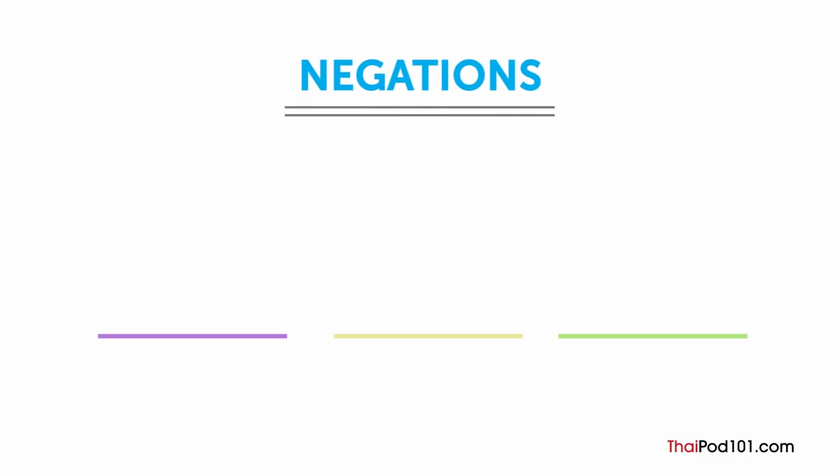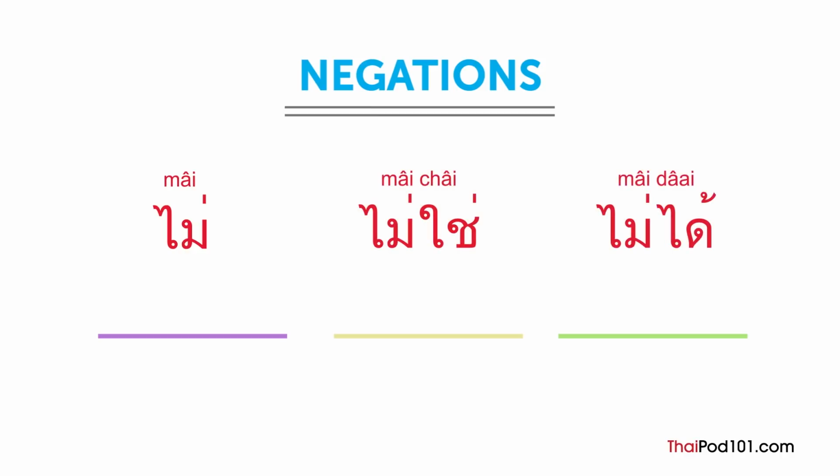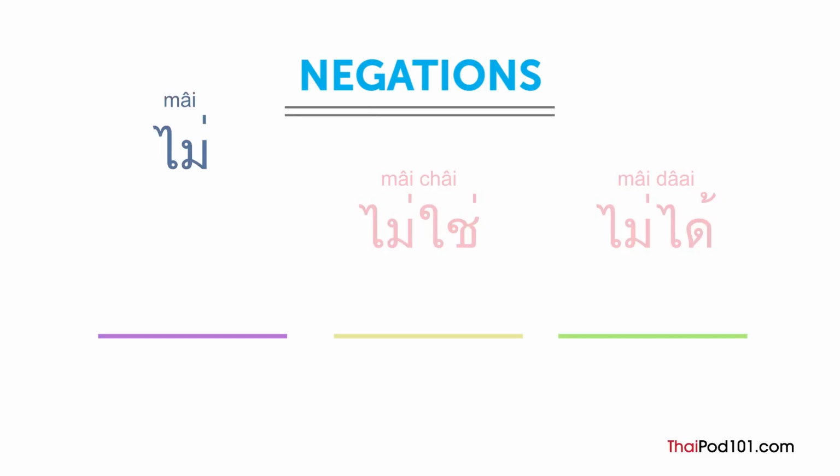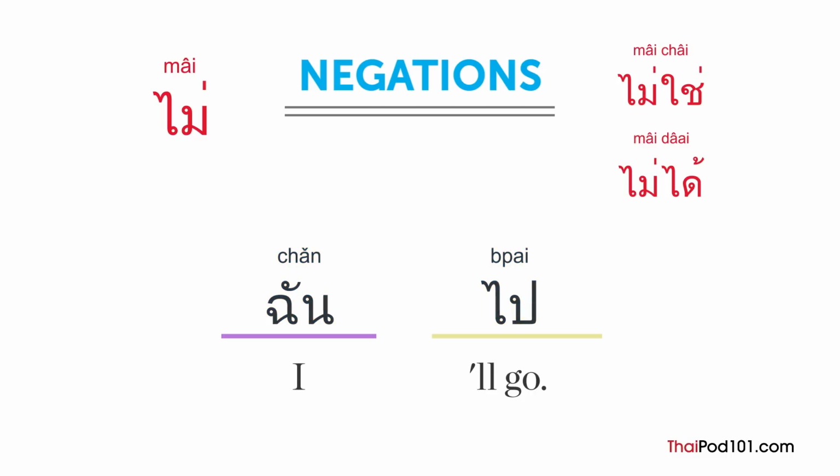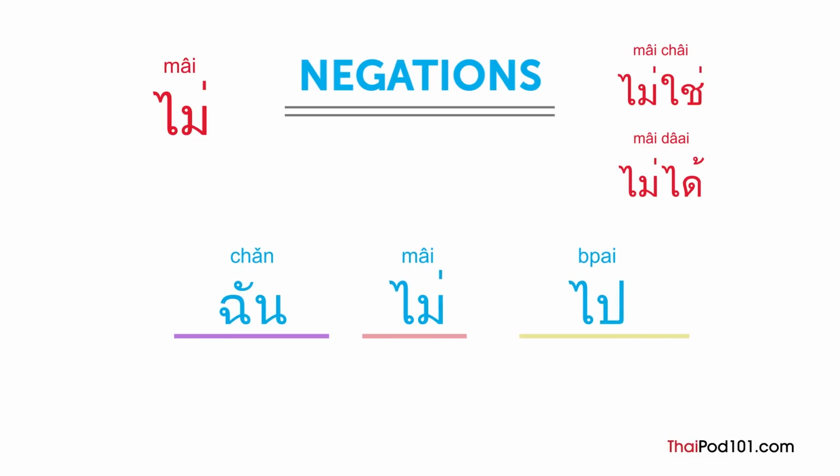Questions and negations are represented by adding meaningful particles to a sentence without destroying its basic structure. In Thai, a negative sentence is made by using negative words, such as ไม่, ไม่ใช่, ไม่ได้. The most common negative word is ไม่, and it's used by simply placing the word ไม่ in front of the verb. For example, I'll go in Thai is ฉันไป. The negative sentence is ฉันไม่ไป, or I won't go.